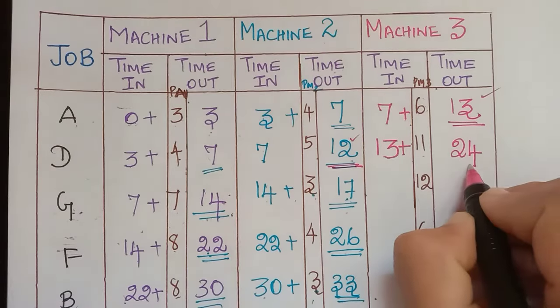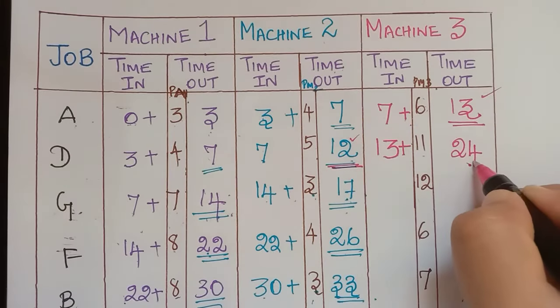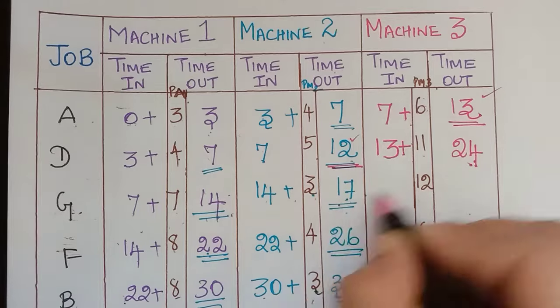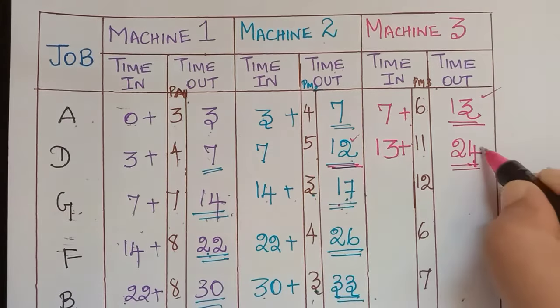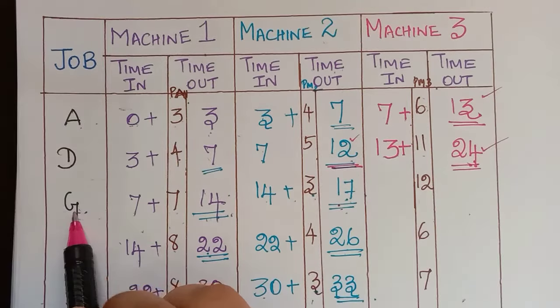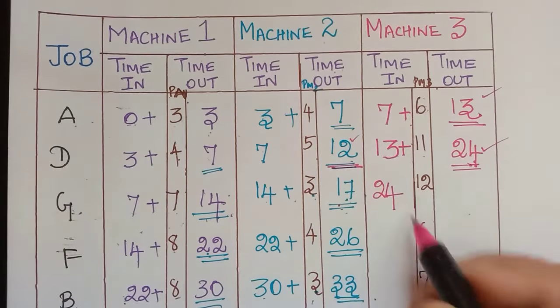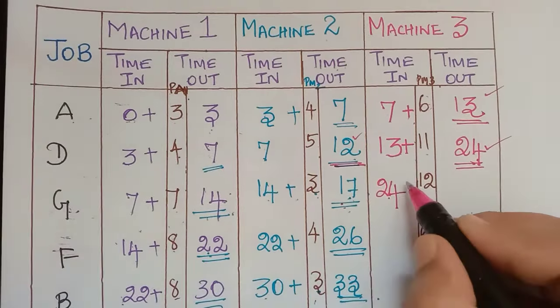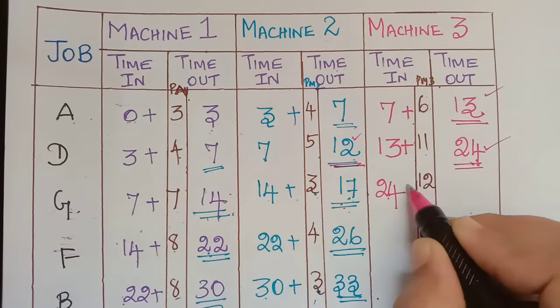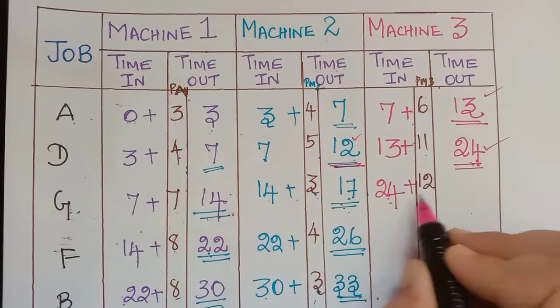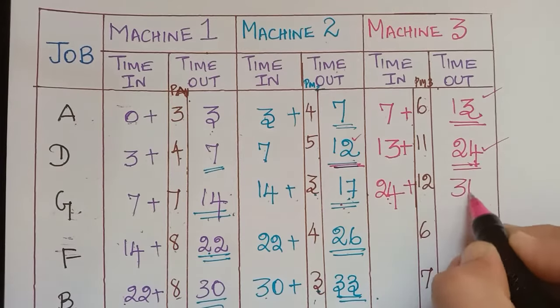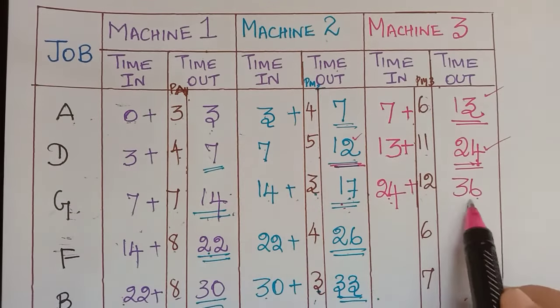Now again you have to check in the same way whether 24 is greater or 17 is greater. 24 is greater. So job G enters machine 3 at the 24th hour. So like this you have to do. Then this plus the processing time 12, so 24 plus 12, which is 36. So job G comes out at 36.